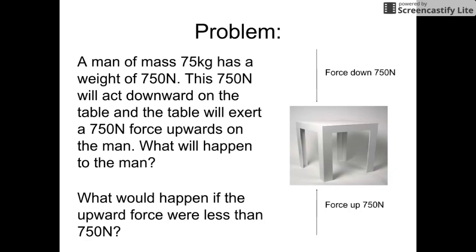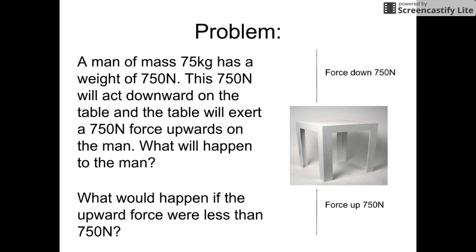So let's think of a problem here. A man has a mass of 75 kilograms, and he has a weight of 750 newtons. Now that 750 newtons is going to act downward on a table, and the table will exert 750 newtons back up on the man. So what's going to happen when he sits on the table? Talk to your partner about this. Well, when he sits down, nothing exciting will happen. The table will support his weight.